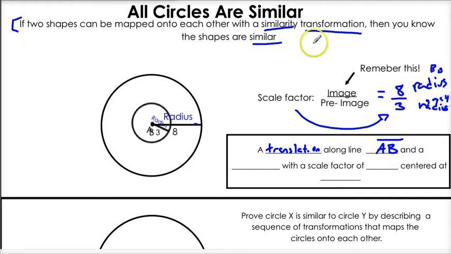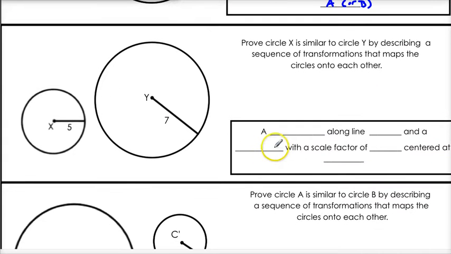All right, so let's write our second part out. So first we did a translation along AB, and then a dilation with a scale factor of 8/3, centered at our center, which could either be A or B. So this could be A, and if you really want to, it could also be B. So that's it. If you want to prove that any two circles are similar, just do a nice little translation and dilation, and you're good. Don't believe me?